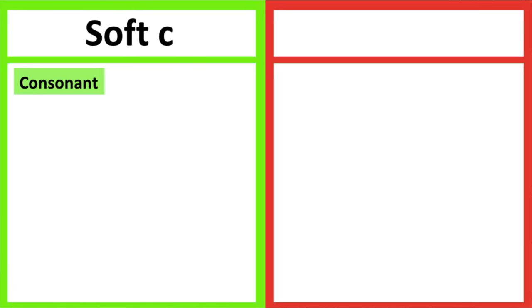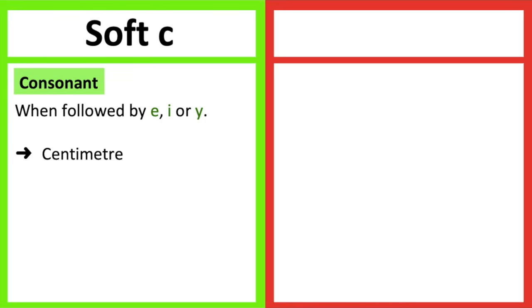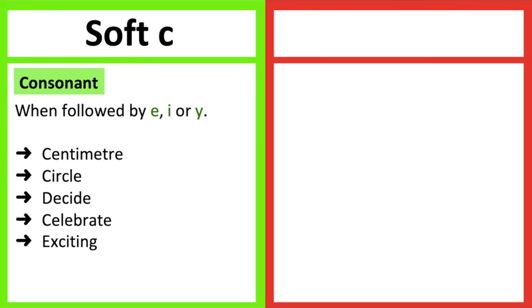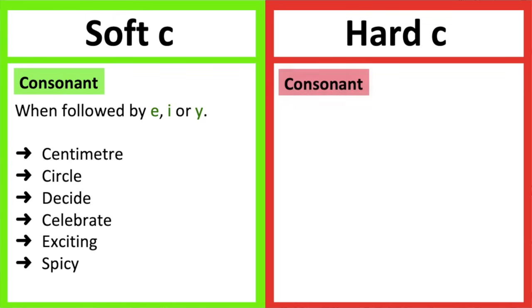The general rule is that if the letter C is followed by the letter E, I, or Y, then it will make the soft S sound. Some examples are centimeter, circle, decide, celebrate, exciting, spicy.